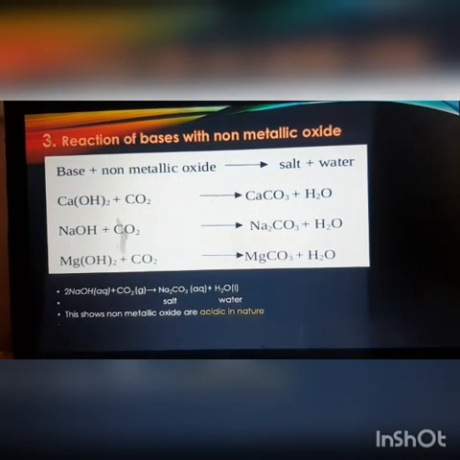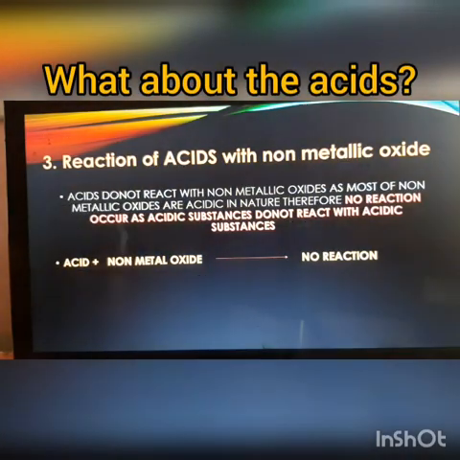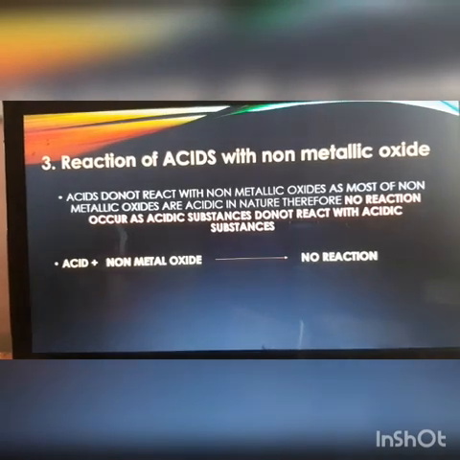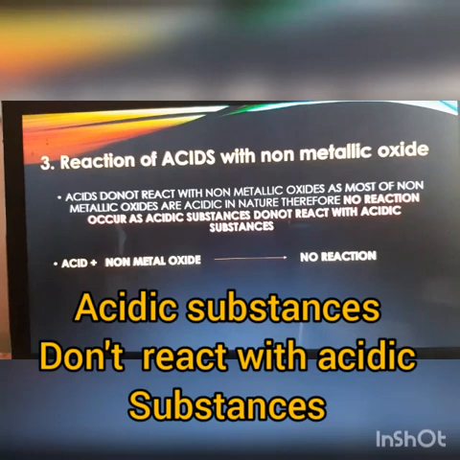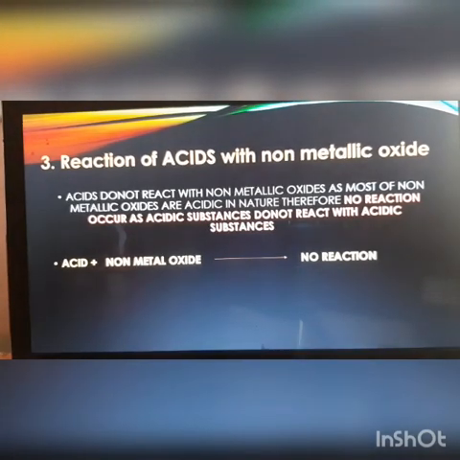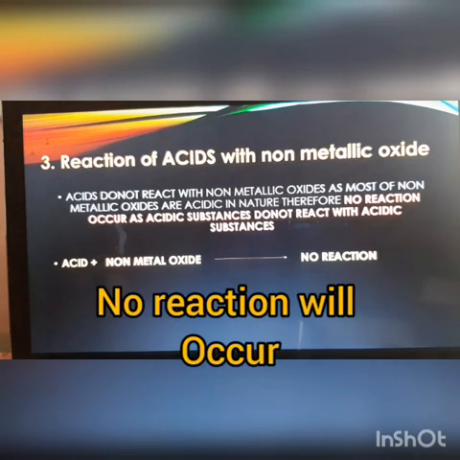Now what about the acids? Do acids react with the non-metallic oxides? No. We have just studied that most of the non-metallic oxides are acidic in nature. So an acidic substance does not react with an acidic substance. So the acids do not react with the non-metallic oxides.